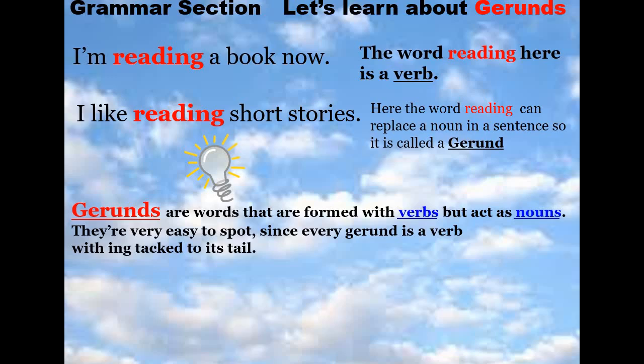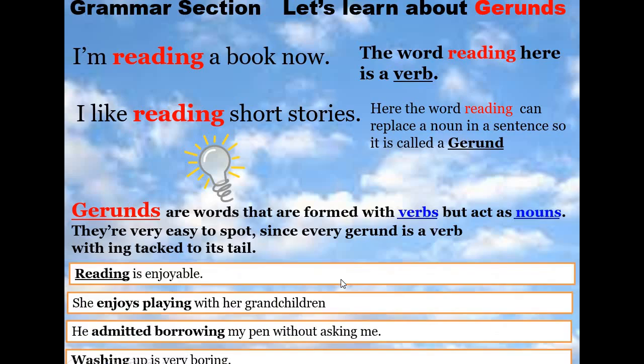Gerunds are words that are formed with verbs but act as nouns. It's a verb plus ing form of a verb, but acts like a noun. They are very easy to spot since every gerund is a verb with ing tagged to its tail. So a gerund is a verb with ing added. Reading is enjoyable. As you can see, reading here is a noun in the position of the subject.